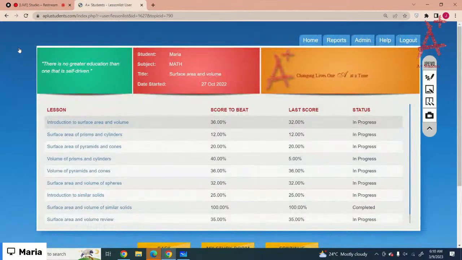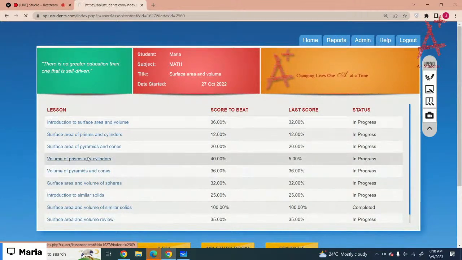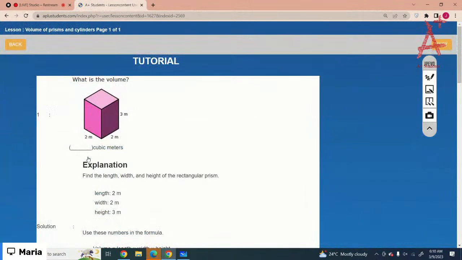The next lesson is the volume of the prisms and cylinders. So let's just start with the next lesson, that is volumes of prisms and cylinders.